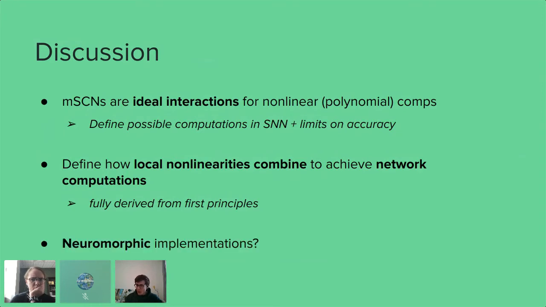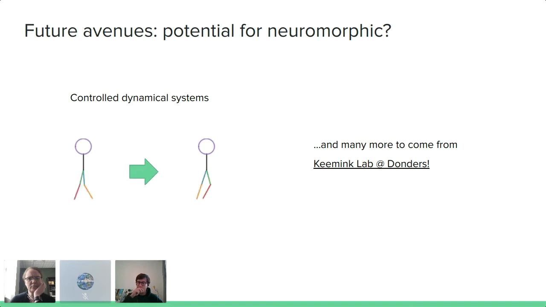And finally, we think that these sort of networks could be interesting from a neuromorphic perspective due to the many cool properties that we talked about. And since we mentioned neuromorphic implementations, I want to leave you with a small mention of some future avenues, some ongoing work about controlling dynamical systems, and many more projects that are coming from the Keemink lab at Donders.